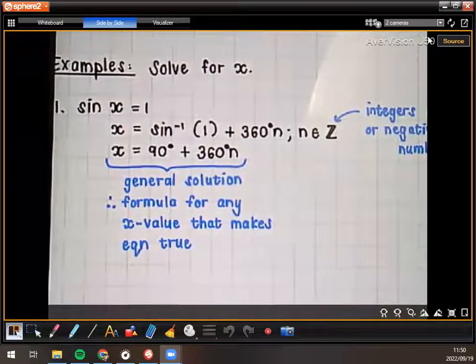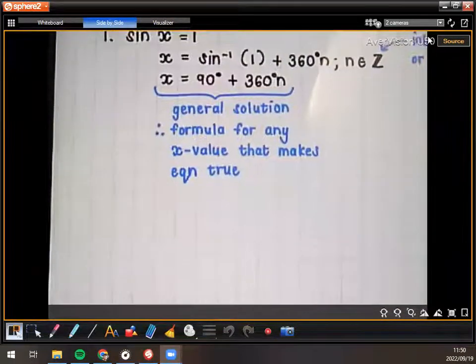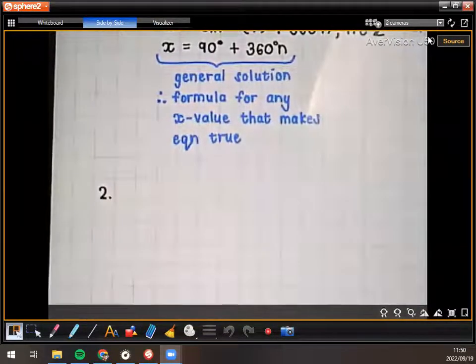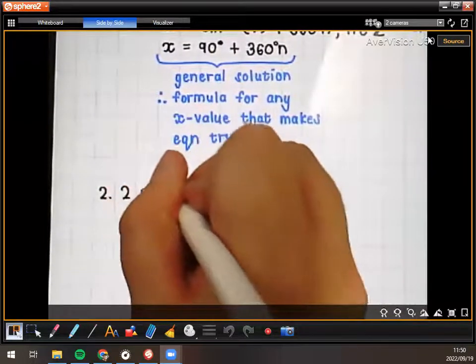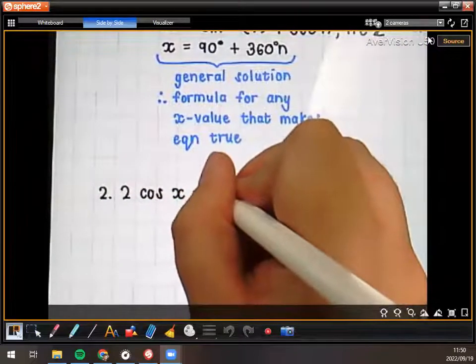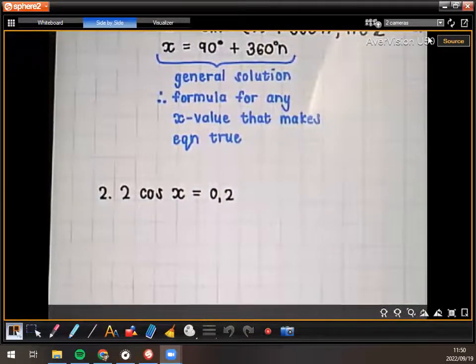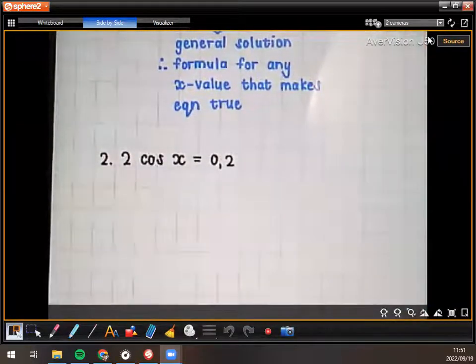I know it's a bit iffy because it is very different from what we've done. Now, one where it's not a nice number like 1, sometimes we can get different types of values. So I'm actually going to show you step by step a method that will work in all cases. If they're giving you 2 cos x equal to, let's do 0,2, and we need to solve for x.